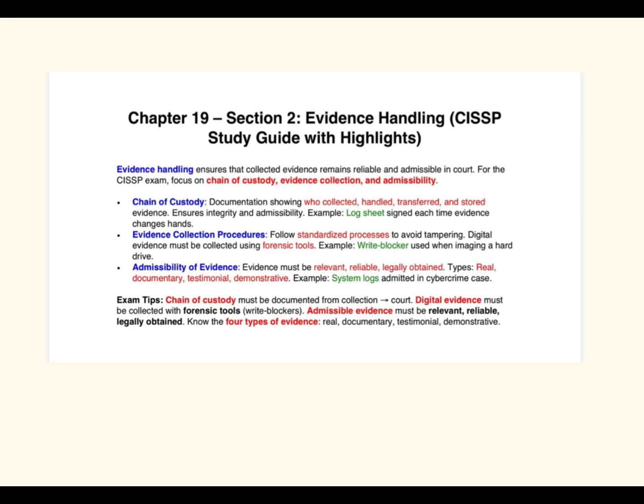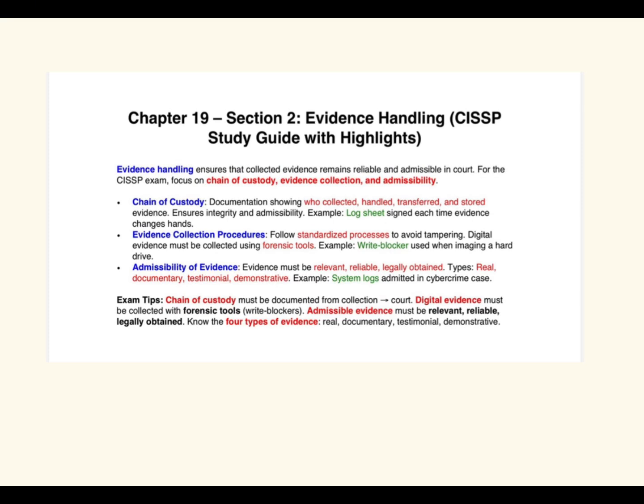So there are three important types of evidence handling: chain of custody, evidence collection procedure, and admissibility of evidence. So now let's get started.